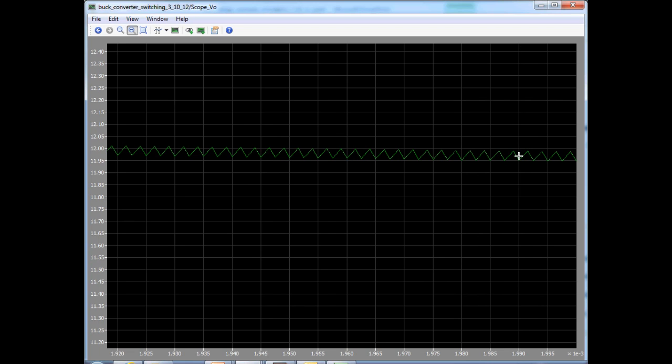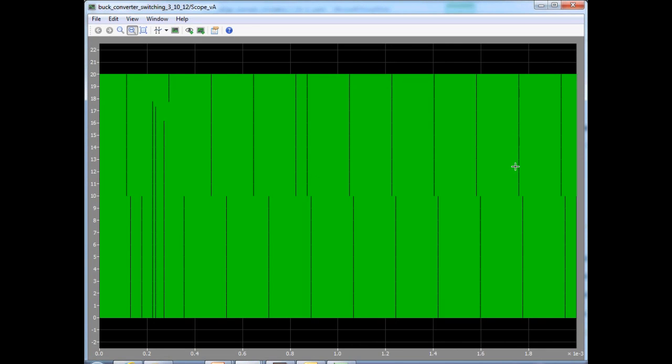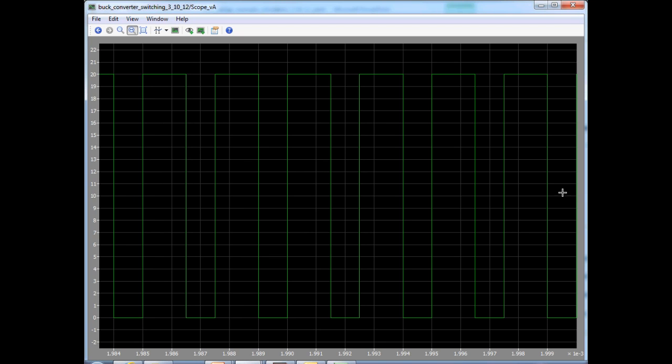The reason why it is not exactly 12 volts is we have included the series resistance of the output inductor, and that has a very small drop. So this is about 11.97 instead of exactly 12 volts. The next waveform we can look at is the V sub A waveform. So let's click on this scope. And again, let's zoom in only towards the steady state region, and now the V sub A switches between 20 volts and 0 volts, and its average is still the output voltage of 12 volts.